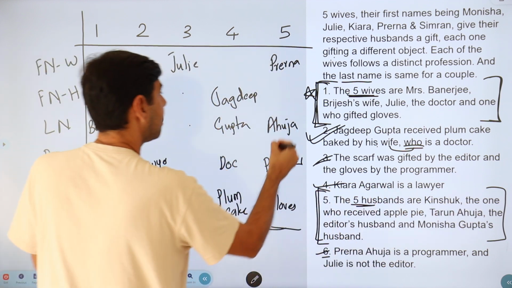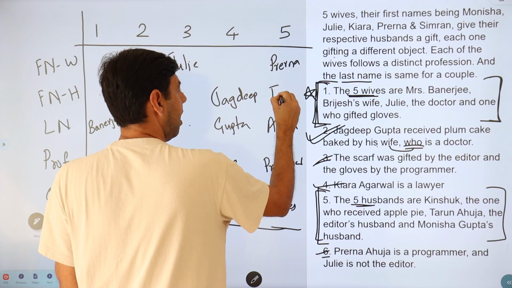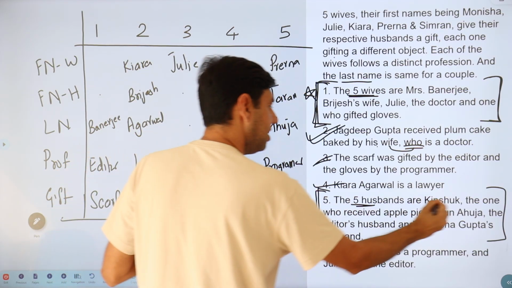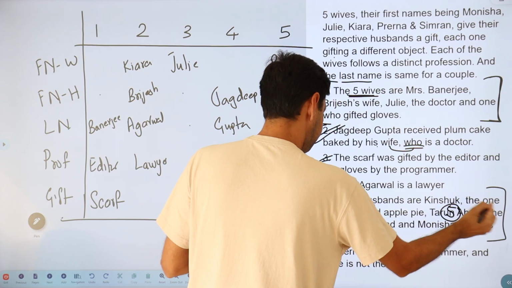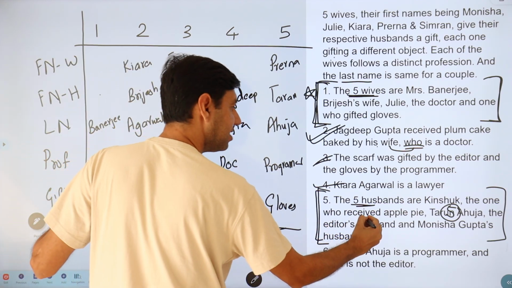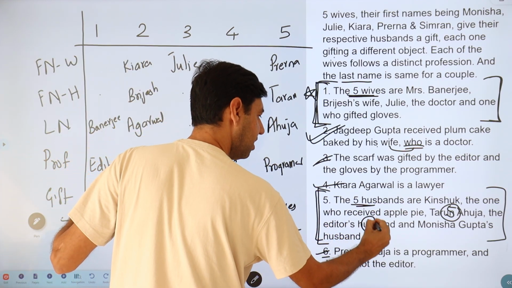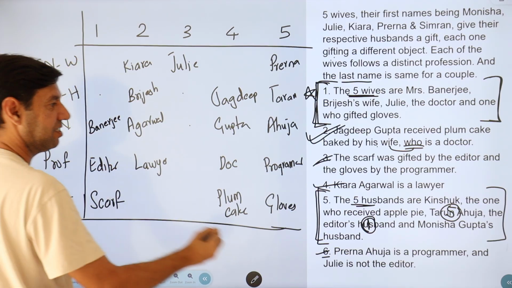Tarun Ahuja is the 3rd one. Okay, so thankfully I got one name. Ahuja is that. Tarun Ahuja is 5. So this person is the 5th one. The editor's husband is the 1st one. Column number 1. Okay, but I don't get more information here.